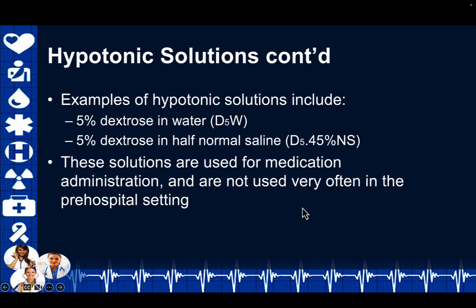So although you may naturally think of this as being hypertonic because it has dextrose in it, that small amount of sugar is going to be utilized immediately upon infusion, and so what's left is water with nothing else in it, or a very small amount of anything in it, like in our D5 0.45, which is half normal saline, which would be a hypotonic solution.